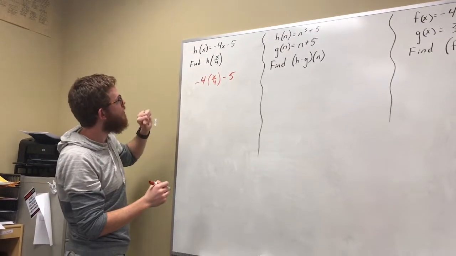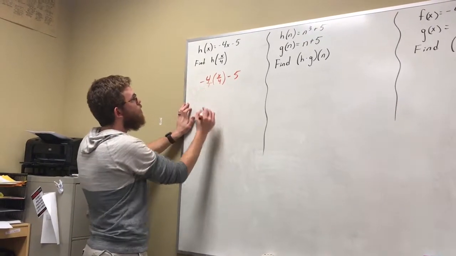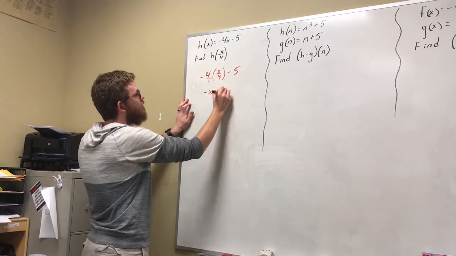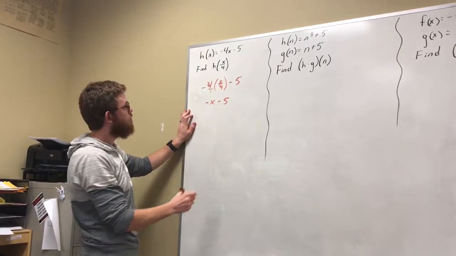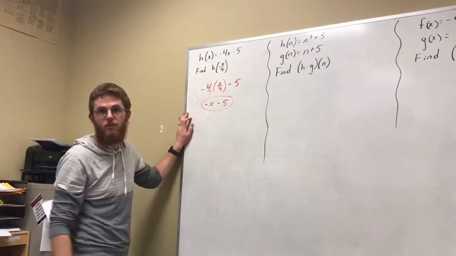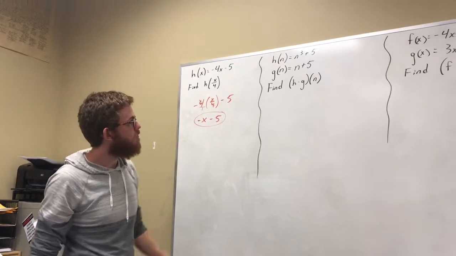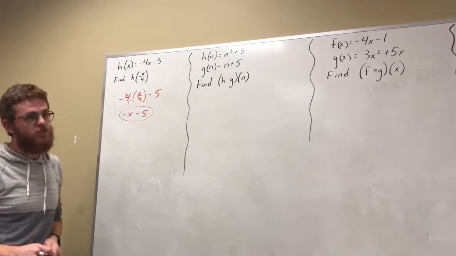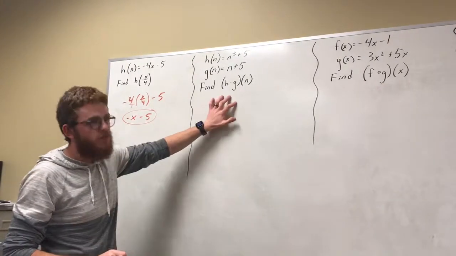When I multiply these together, well, this is like 4 over 1, so these 4's cancel out, leaving me with a negative x minus 5. And that's it. We can't simplify anymore. On this one, we are given h times g of n. Well, remember our function operations.